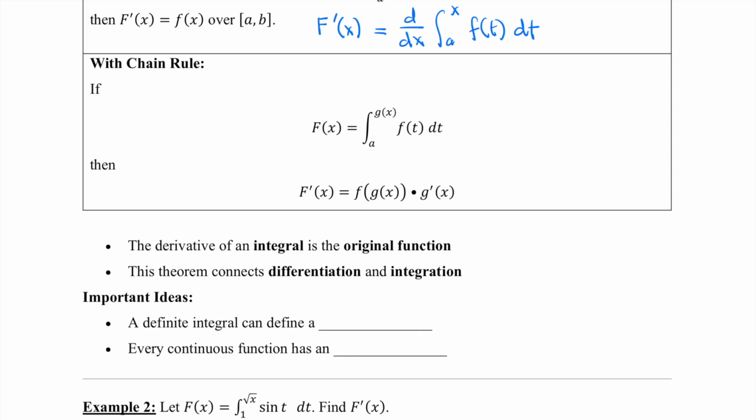Let's summarize the big idea. The derivative of an integral is the original function. This theorem connects differentiation and integration. Two really important ideas come out of this theorem: a definite integral can define a new function, and every continuous function has an antiderivative.